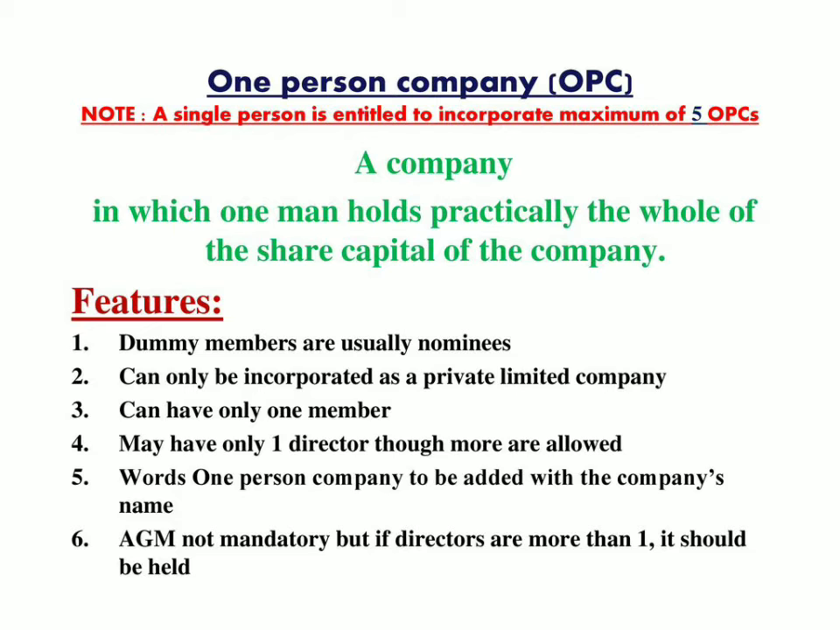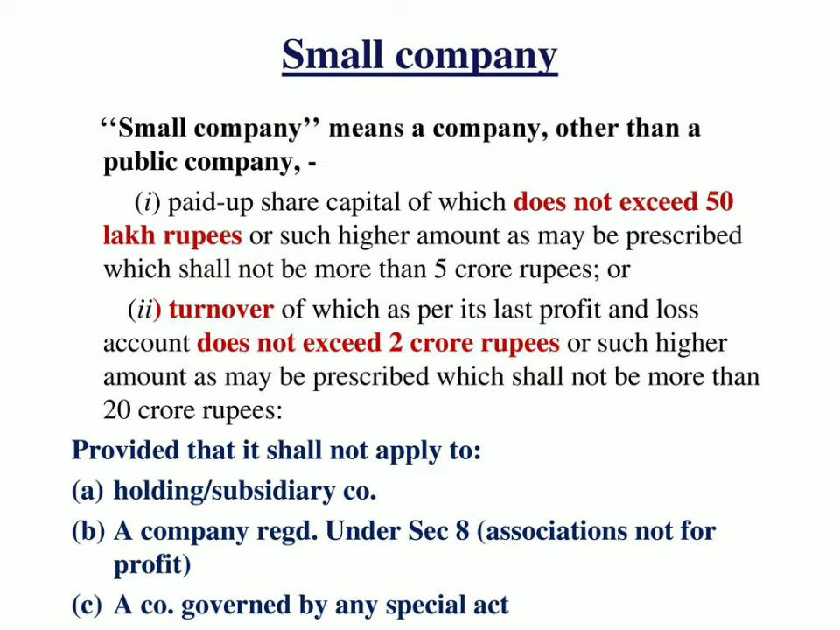Small company means a company other than a public company. Features: 1. Paid up share capital of which doesn't exceed 50 lakh rupees or such higher amount as may be prescribed, which shall not be more than 5 crore rupees, or 2. Turnover of which as per its profit and loss account doesn't exceed 2 crore rupees or such higher amount as may be prescribed, which shall not be more than 20 crore rupees.